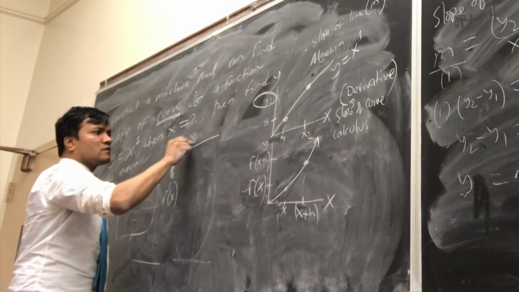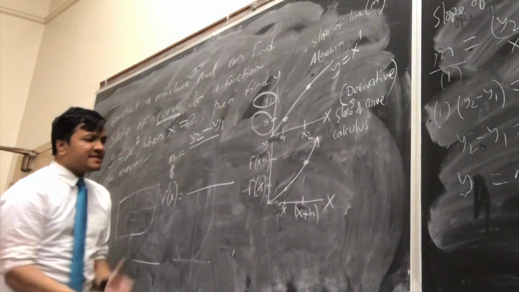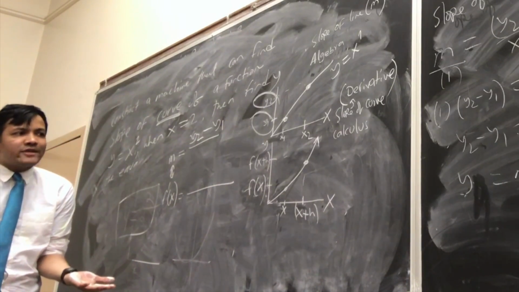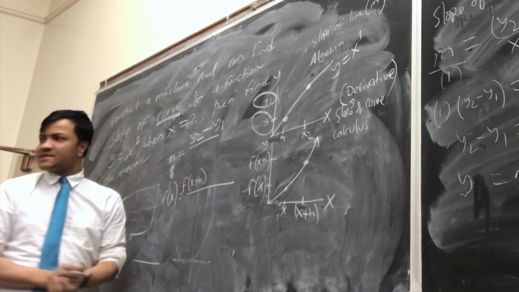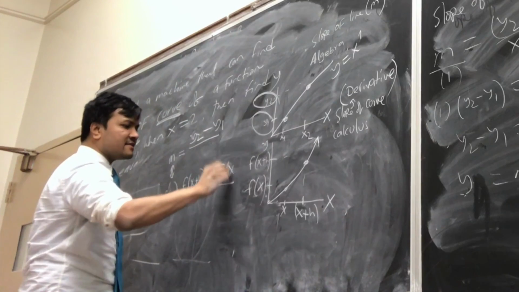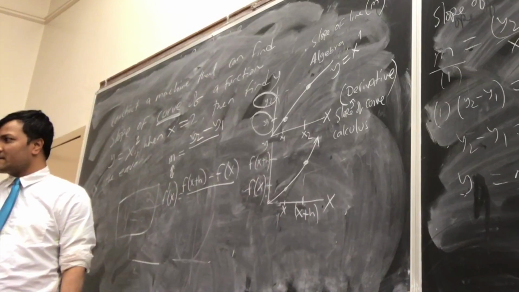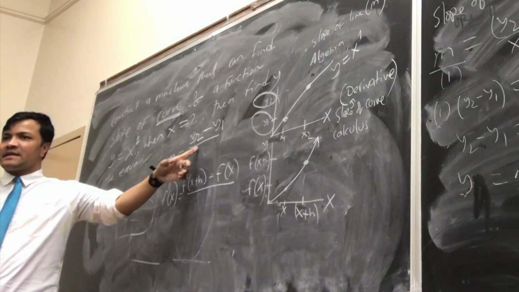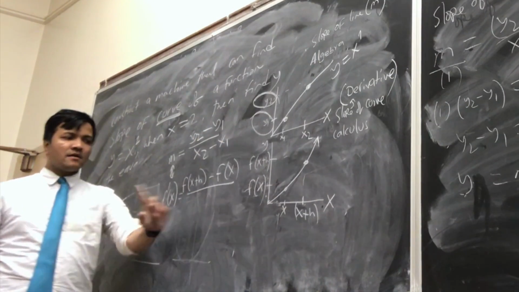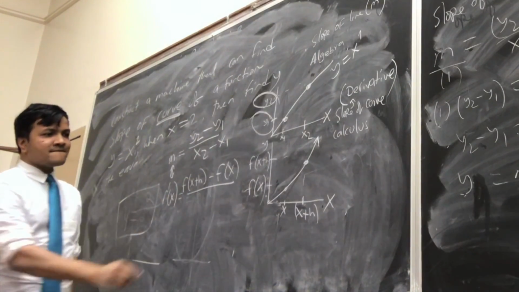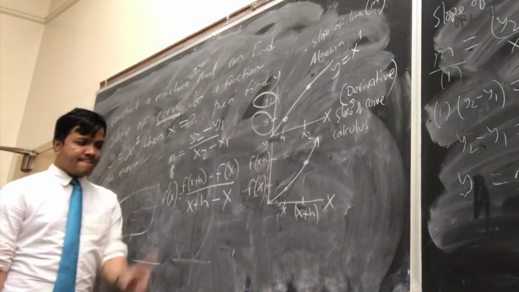y2 minus y1. Then that's supposed to be what? What is our y2? f of x plus h. Very good. Plus or minus? Minus f of x. Very good. That's it. You did nothing wrong. What are you going to write here? x2 minus x1. Then we get x plus h minus x.